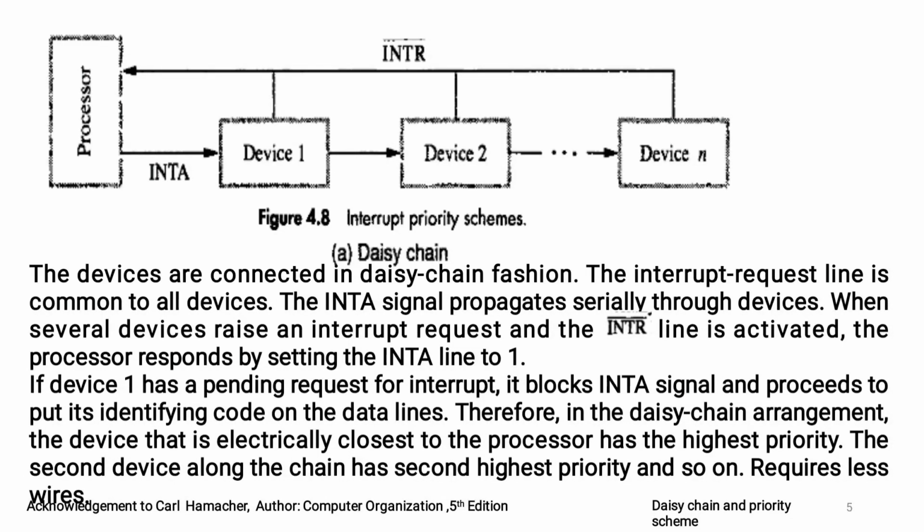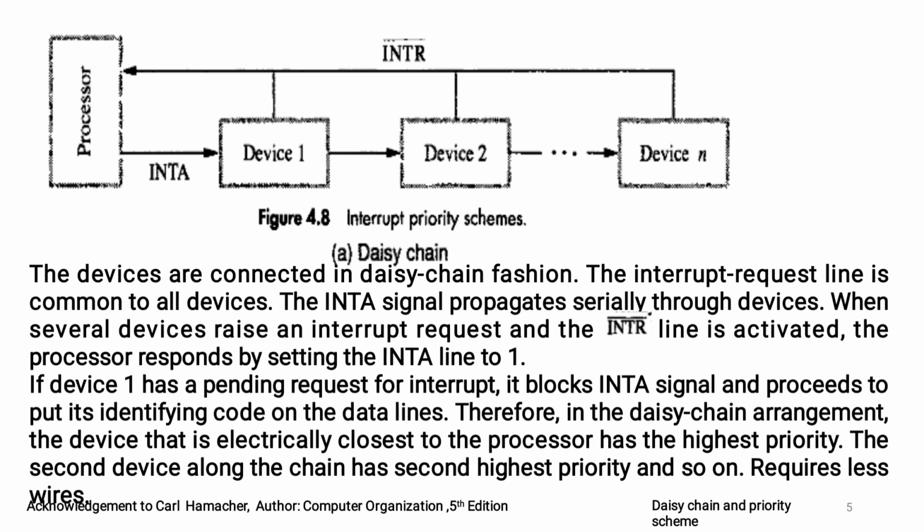Next, let us know about the daisy chain scheme of handling multiple devices' interrupt requests. The devices are connected in daisy chain fashion. The interrupt request line is common to all the devices, but the interrupt acknowledge signal propagates serially through the devices. When several devices raise an interrupt request and the INTR bar line is activated, the processor responds by setting the INTA line to 1. If device 1 has a pending request for interrupt, it blocks the INTA signal and proceeds to put its identifying code on the data lines.